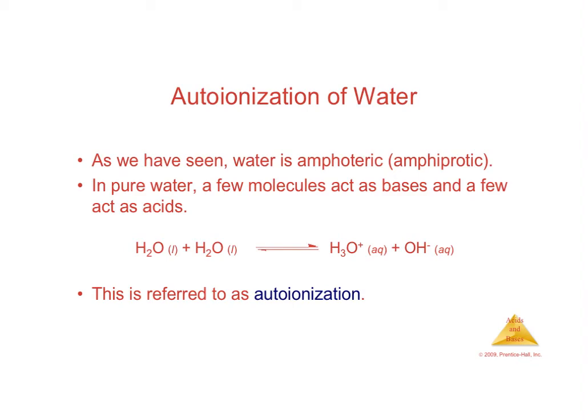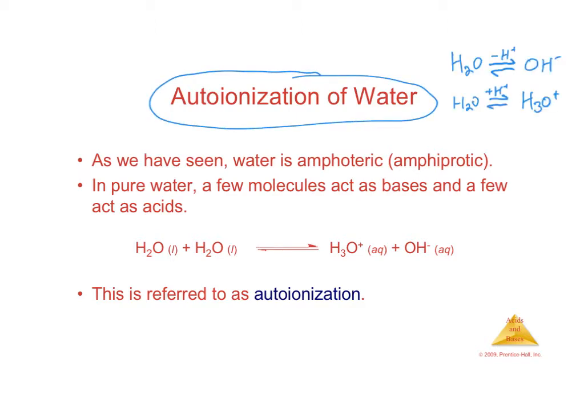Okay, it's time to start quantifying the level of acidity or basicity with respect to these acids and bases that we've been discussing, in particular these weak acids and bases. And it starts with the autoionization of water. Recall that water is amphoteric or amphiprotic.